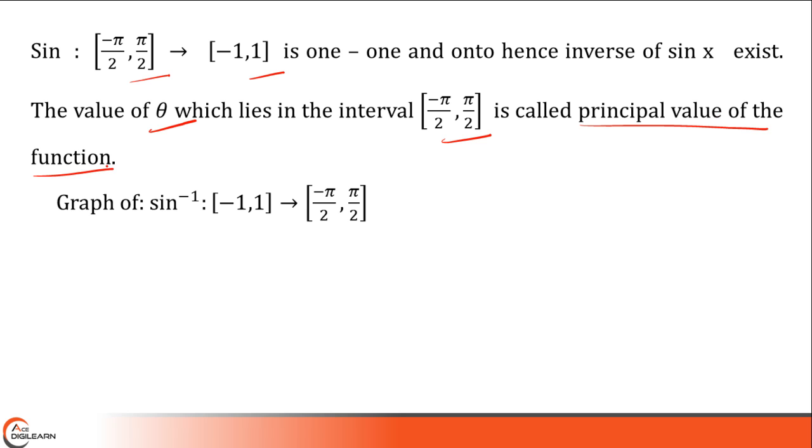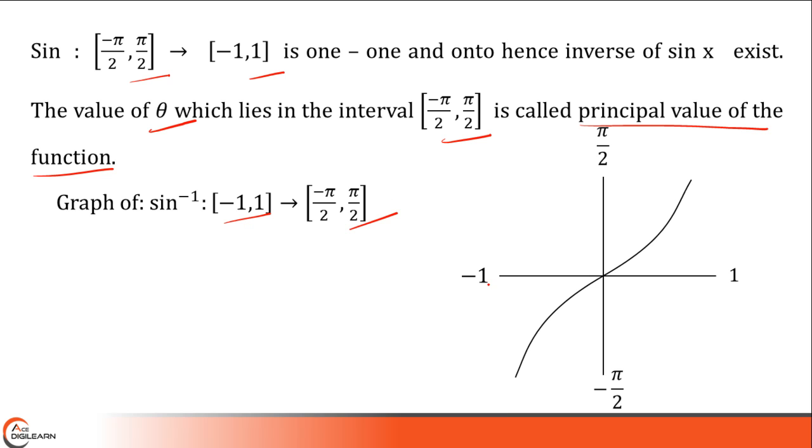Now the graph of the sine inverse function. The domain is restricted to minus 1 comma 1 and the range is minus pi by 2 comma pi by 2. Take the domain minus 1 comma 1 on the x-axis and the range minus pi by 2 comma pi by 2. Sine inverse of 1 becomes pi by 2, so this point is 1 comma pi by 2. This point is minus 1 comma minus pi by 2. It passes through the origin. This is the graph of the sine inverse function.